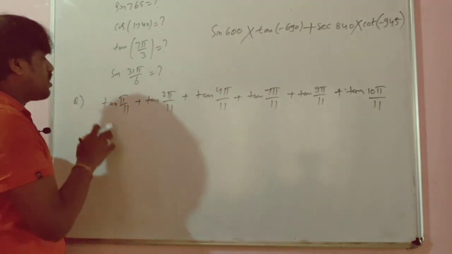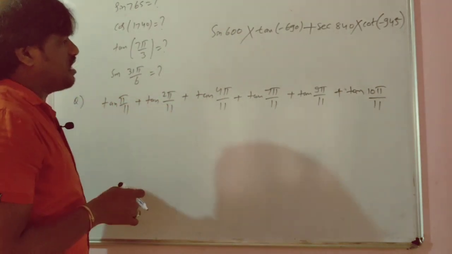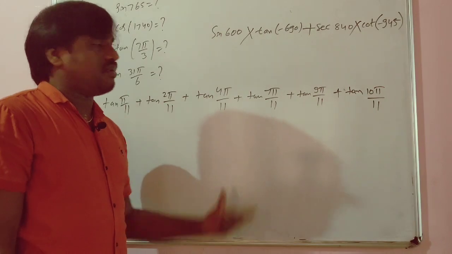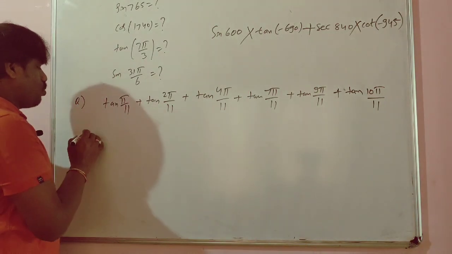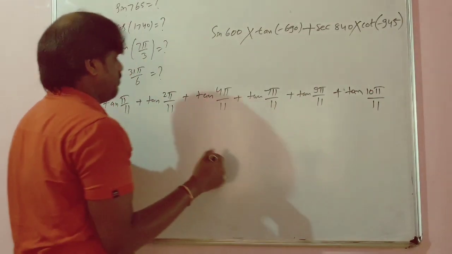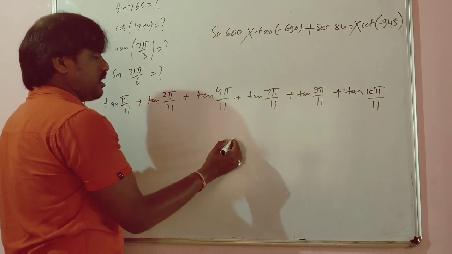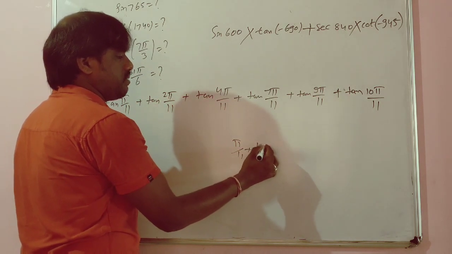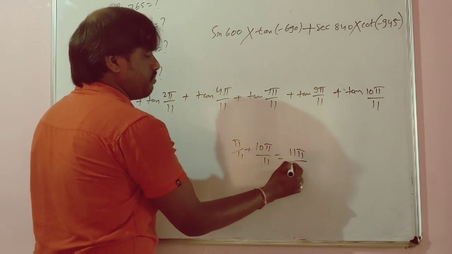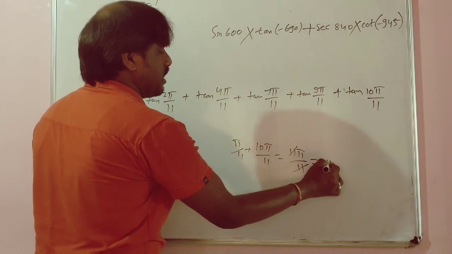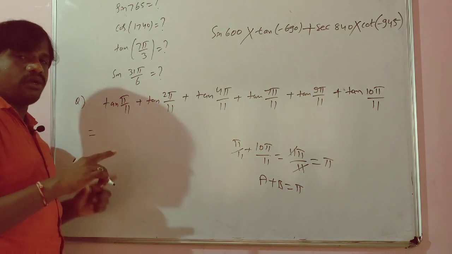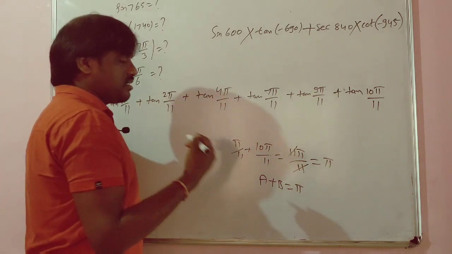And let's see this question: tan pi by 11 plus tan 2 pi by 11 plus tan 4 pi by 11 plus tan 7 pi by 11 plus tan 9 pi by 11 plus tan 10 pi by 11. What is the value of this? Let us see how to find it. Just see pi by 11 and 10 pi by 11. Their addition is 11 pi by 11, which is pi. So the addition of two angles gives pi. It is in tan, so I will tell you the secrets. These are some easy things.